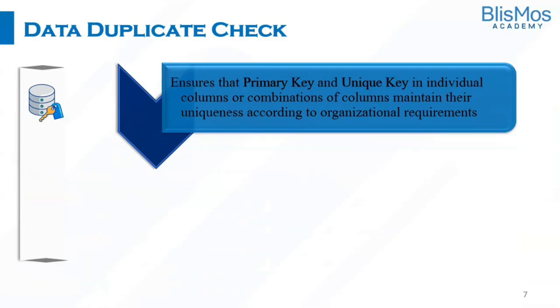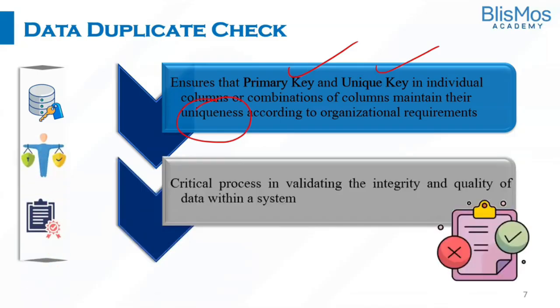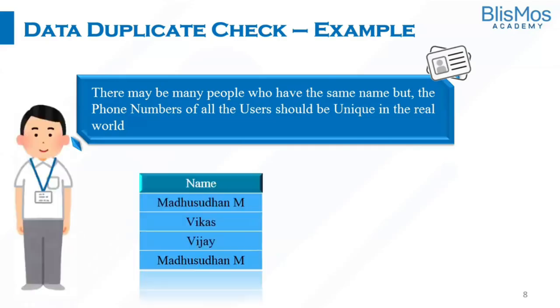Some of the other aspects of the data duplicate check are it ensures that primary key and unique key in individual columns or combinations of columns maintain their uniqueness. See what happens if they don't, right? It is going to be difficult to join the tables. There'll be inaccuracies. So duplicate check ensures primary key and unique key are unique. And duplicate check is a critical process in validating the integrity and quality of the data within a system. For example, let us say you are talking about employees or you're talking about students. So you may have employees with the same name.